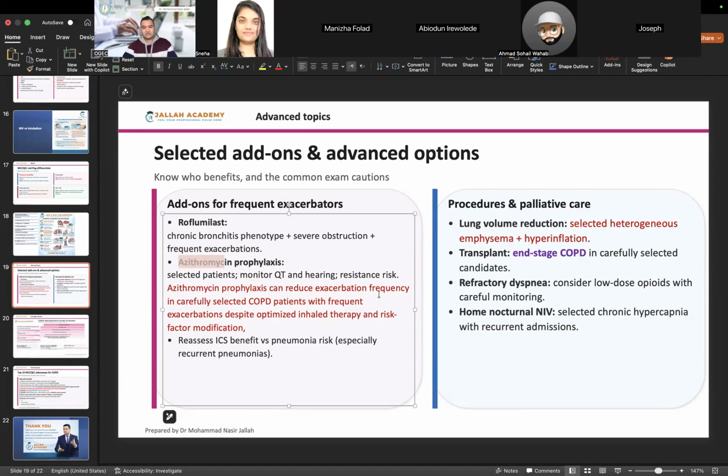Azithromycin prophylaxis can reduce exacerbation frequency in carefully selected COPD patients with frequent exacerbations despite optimized inhaled therapy and risk factor modification. So for this one, they will give you a scenario about someone who has COPD. He's very compliant with the medication. You have started step 1, it didn't help. Step 2 didn't help. Step 3 didn't help. The patient stopped smoking, didn't help. The patient did pulmonary rehabilitation, did not help.